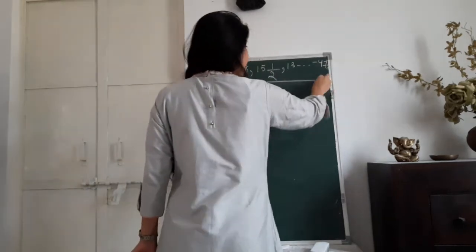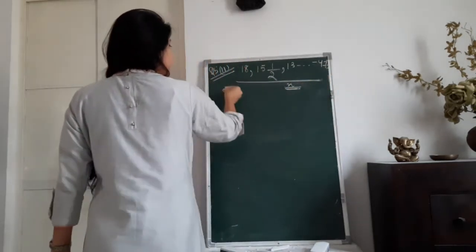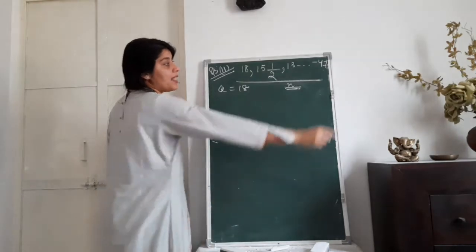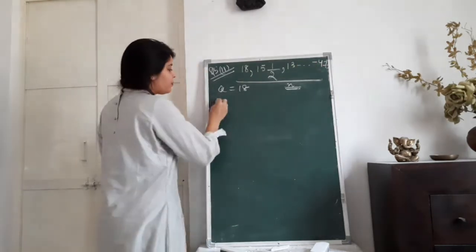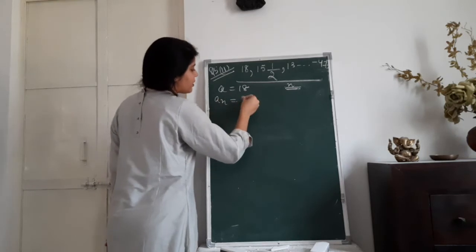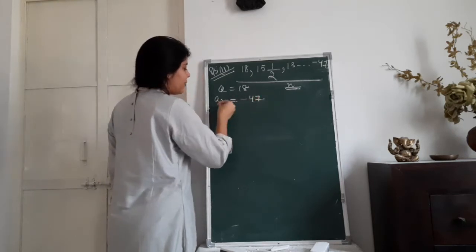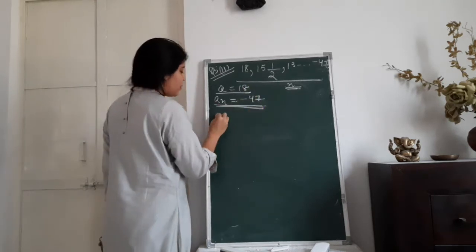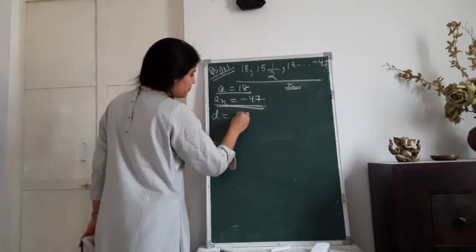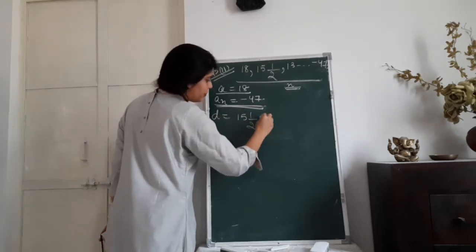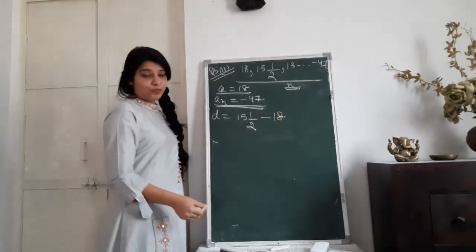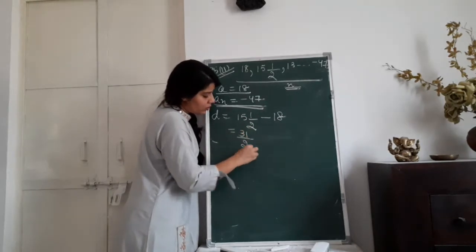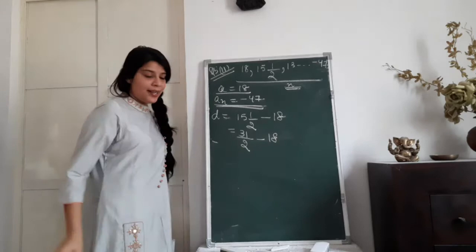Let us again suppose there are n terms in this AP. Then a equals 18. As there are n terms in this AP, the nth term of this AP is minus 47. So I can say an equals minus 47. As this is the first term of the AP and this is the nth term of the AP, the common difference will be what? 15 1 by 2 minus 18. 15 2s are 30 plus 1 is 31 by 2 minus 18.